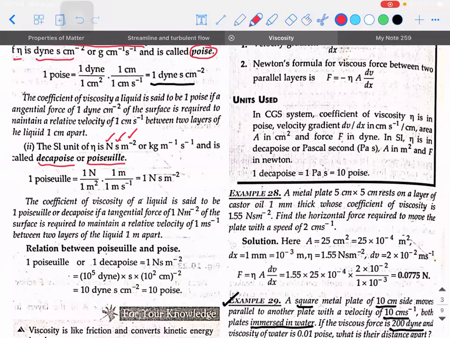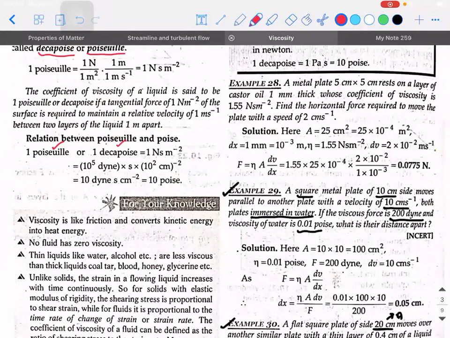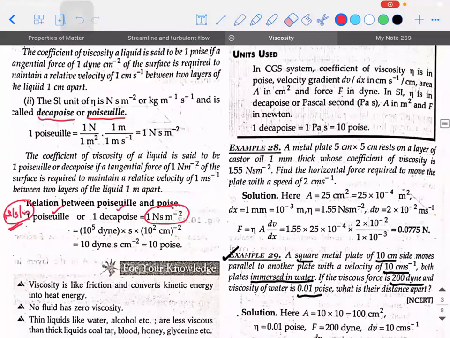So why is it called decapoise? It is very simple. Observe. One poiseuille or one decapoise, both mean the same. Both are equal to Newton second per meter square. You can take it either as Newton second meter power minus 2 or kilogram per meter per second. Oh, sorry. You can take either of them.